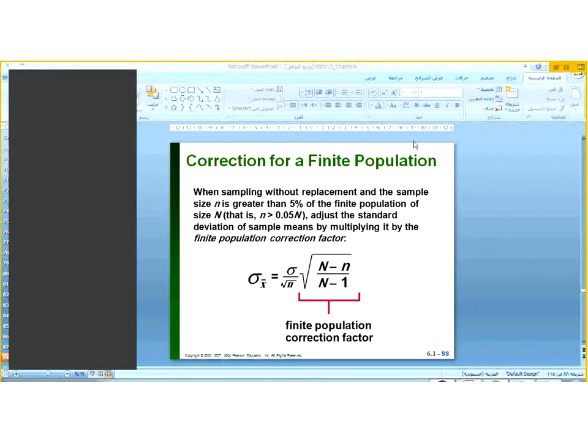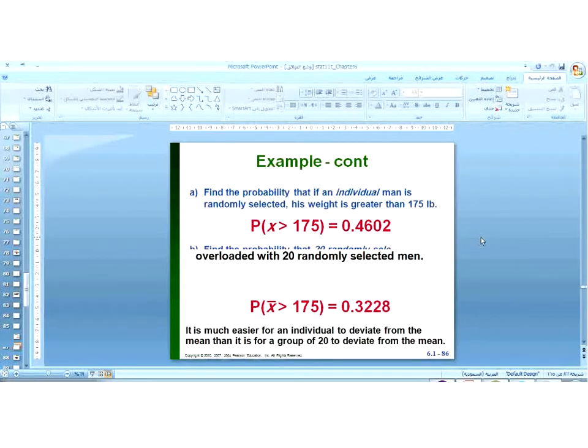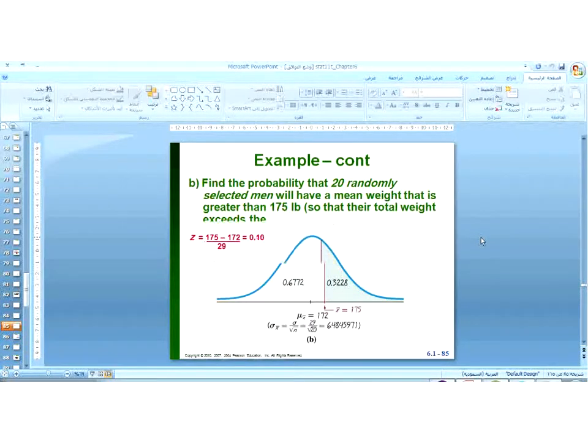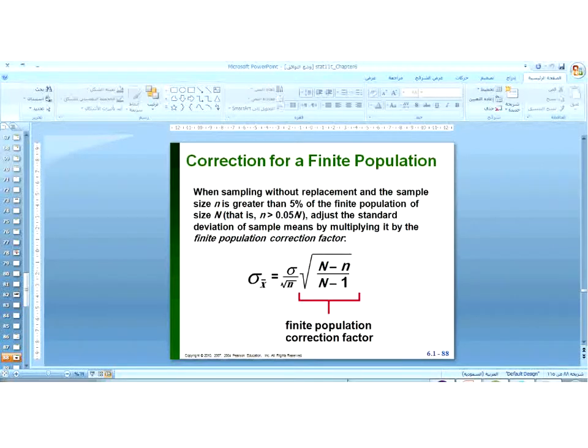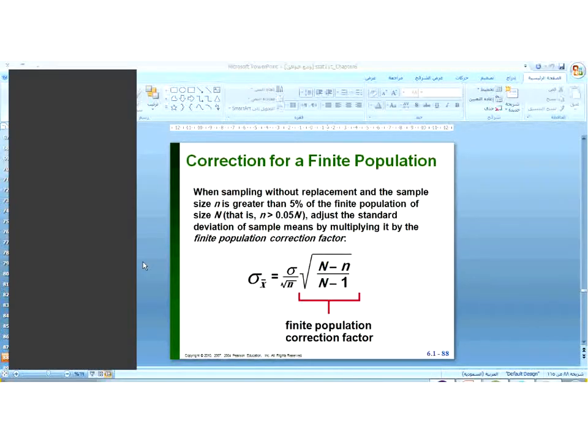Where is it? Which slide? Which slide? In the book. I don't know. Actually, I just checked that slide. I will check it and show you. Okay, Mona?